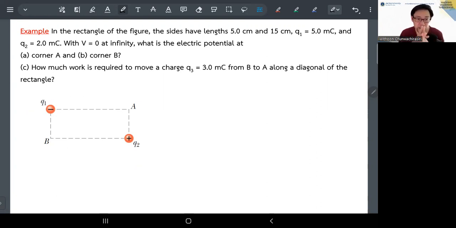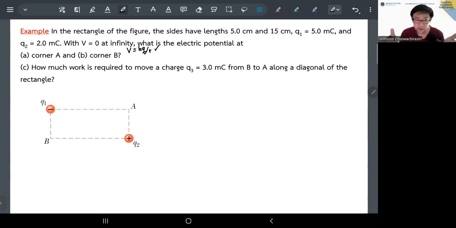In the rectangle of the figure, the sides have length given. You have the width of 5 centimeter and the length of 15 centimeter. Q1 is negative 5 microcoulomb. Q2 is positive 2 microcoulomb. And set V to be 0 at infinity as usual, because that's what we have been doing. That allows us to use the expression V equals KQ over R. So this one is good. What is the electric potential at the corner A and B?